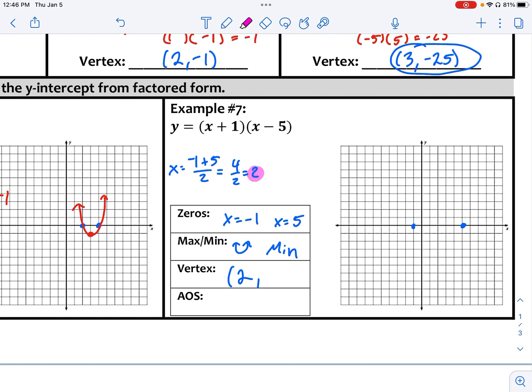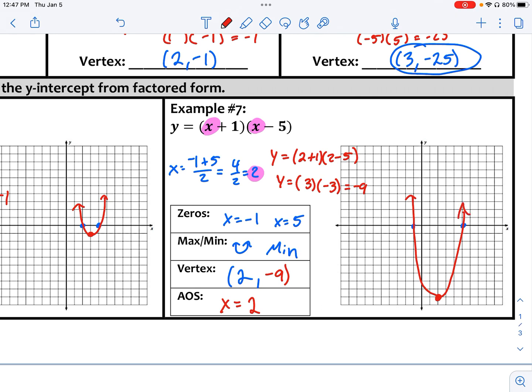Then I take it, plug it in for the x's. So y equals 2 plus 1, 2 minus 5. So 3 times negative 3. So that equals negative 9. So our vertex is at the point 2, negative 9. And our axis of symmetry should also be at the x value of the vertex, so at 2. And then we can connect our points with a parabola. Oh, that's a bad job. One more time. Connect the points with the U shape. There we go.